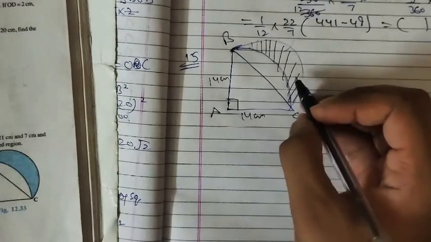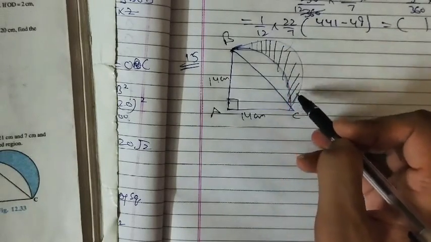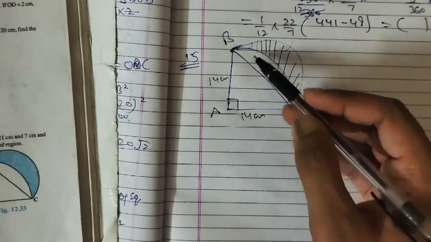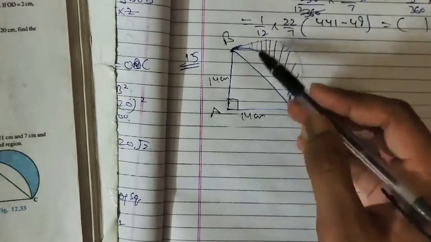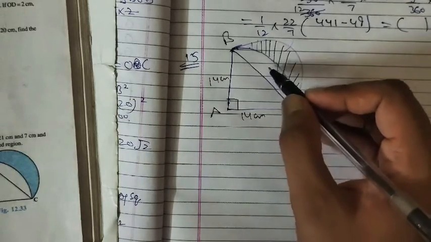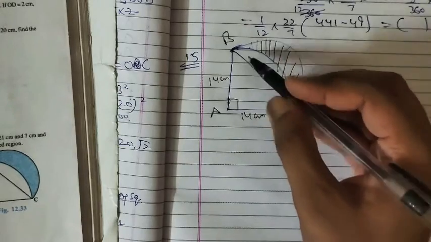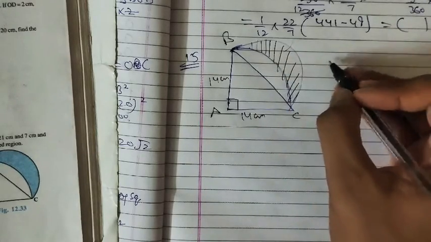So now what we have to determine? We have to determine this portion, the shaded portion. So how can we go for it? Just find out the area of this segment and subtract it from this semicircle, so you will get the answer. So for this you have to find the area of the segment. Before that, let's find the radius of the semicircle.